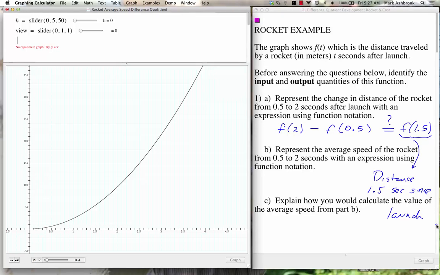Distance traveled since launch. Do you see that the meanings are totally different? Some people said maybe the values end up being the same, but usually not. The real question is about meaning. The one on the right is the distance since launch at 1.5 seconds, which would most of the time be a different number than how much the distance changed starting at 0.5 seconds and ending at 2 seconds. Great question.